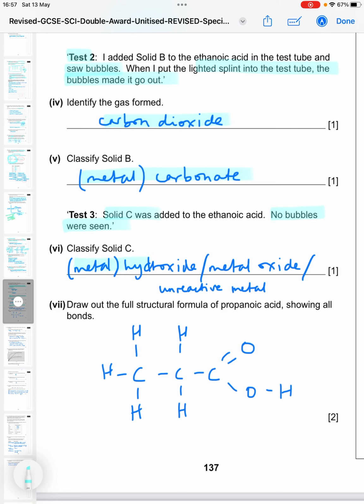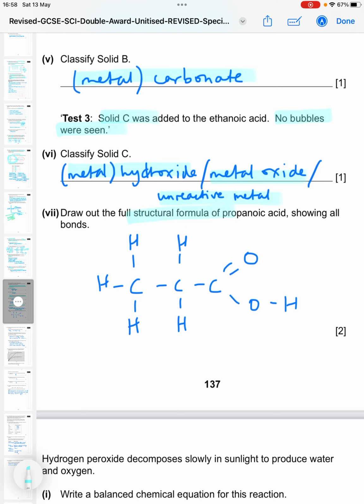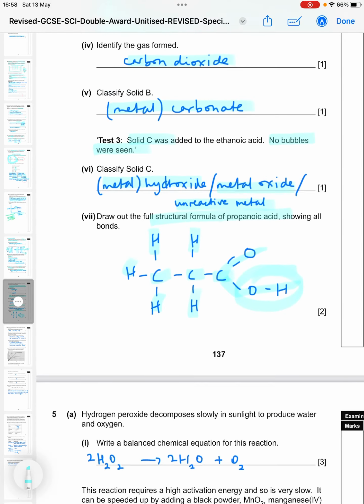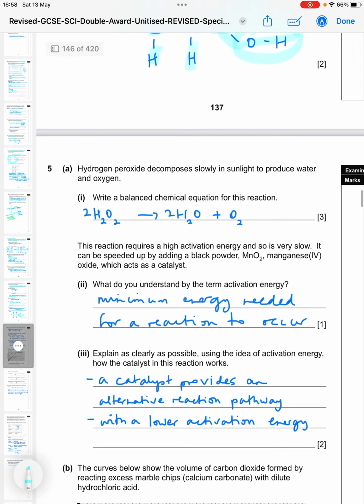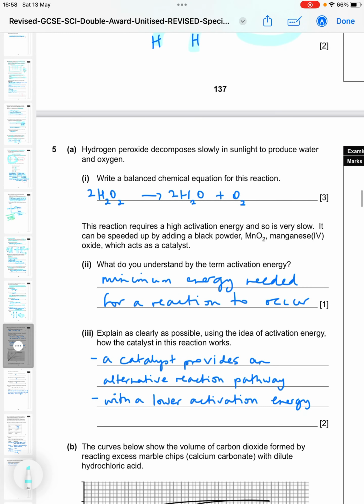So then C was added, no bubbles were seen. Classify solid C. So anything from these 3, it could have been a metal hydroxide, a metal oxide, or an unreactive metal. And then it asks you to draw out the full structural formula of propanoic acid, showing all the bonds. So meth, eth, prop, 3 carbons, filling in hydrogens around these ones, and then the carboxylic acid group is the C double bond O, OH, and showing all the bonds. So don't write just OH run together here. It has to be every single thing separate and with bonds in between.